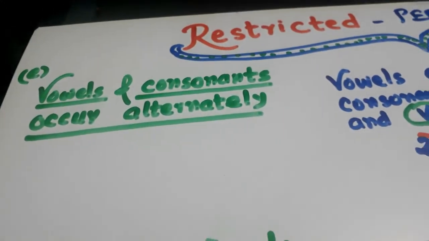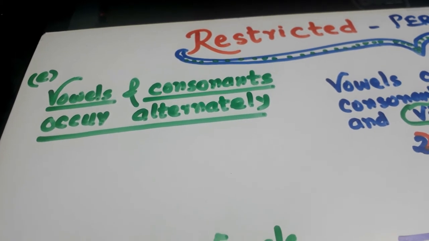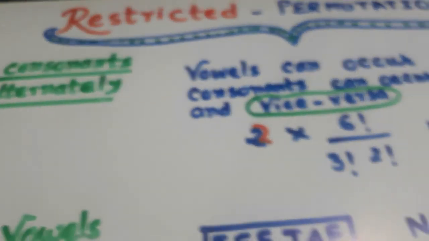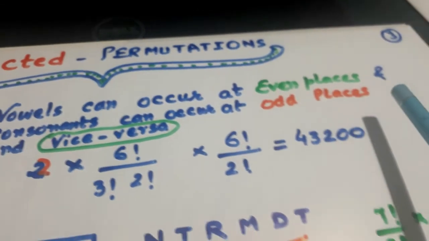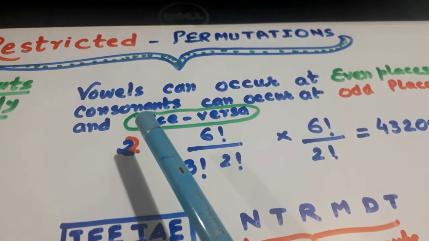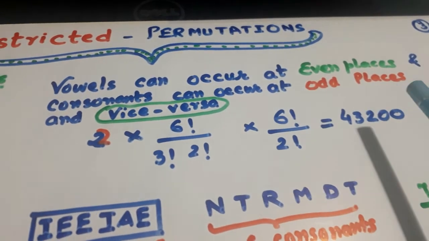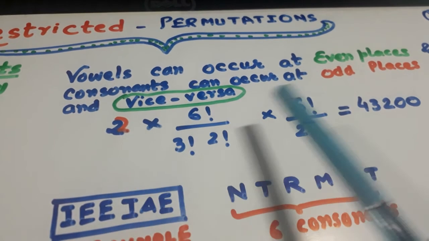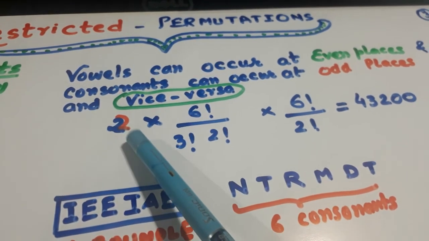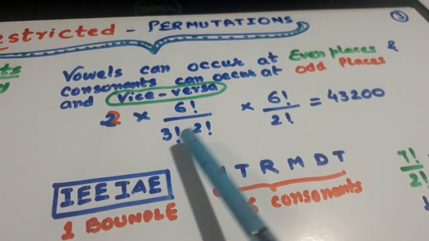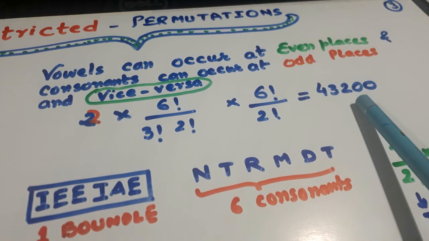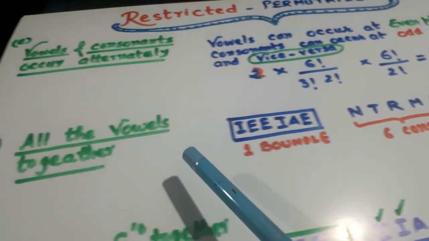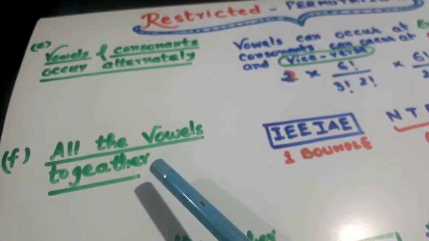Next condition is vowels and consonants occur alternatively. Now look here, vowels can occur at even places and consonants can occur at odd places and vice versa. So vice versa means double the cases will be there, multiplied with 2. So this we have already done, multiply with 2, so it becomes 43200.